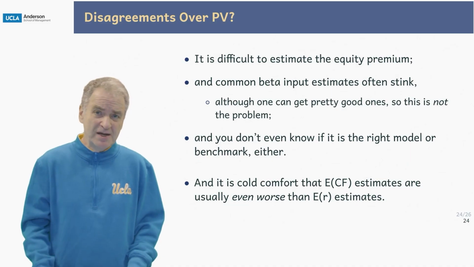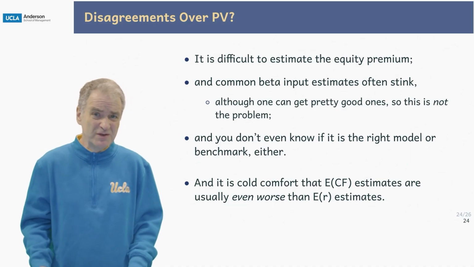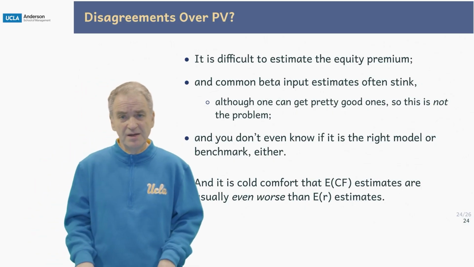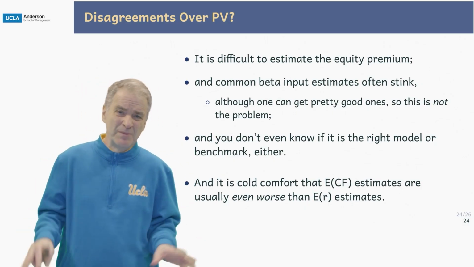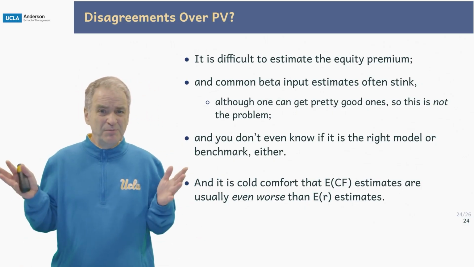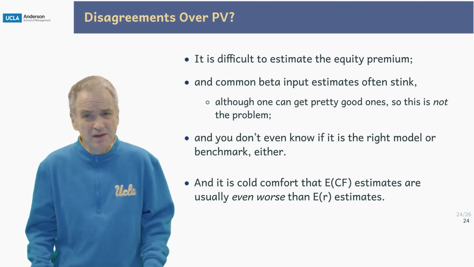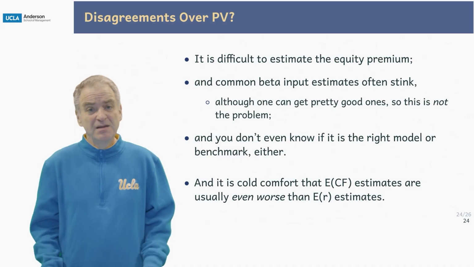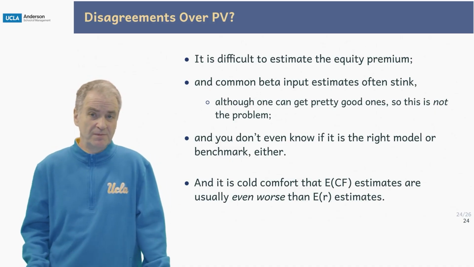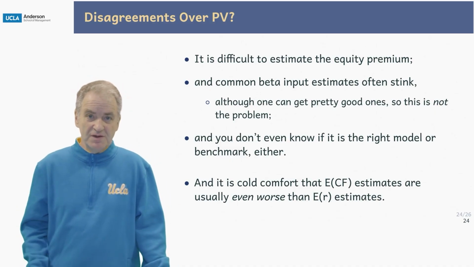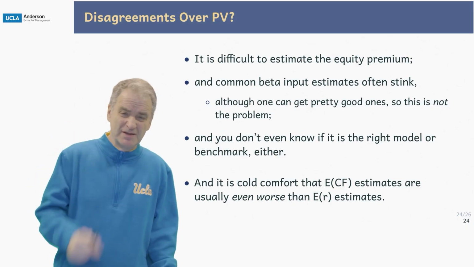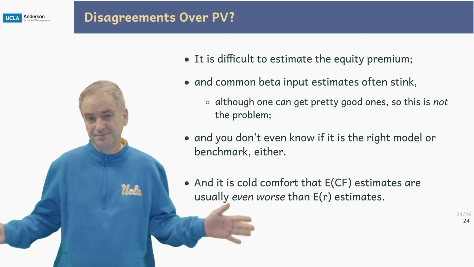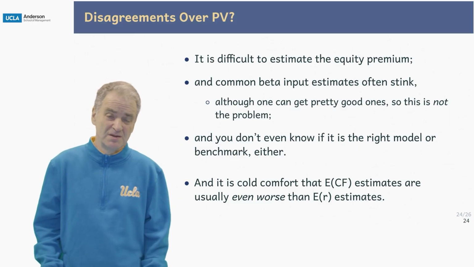Now, the common beta estimates that people mostly use also stink, although you can get pretty good ones. So if you wanted to get this right, you could get it right. This is not the main problem. And the biggest one is it doesn't look like the CAPM is the right model for benchmarking either. There's some piece of cold comfort here. Your expected cash flows are probably going to be even worse than your estimate of the expected rates of return. It is what it is.